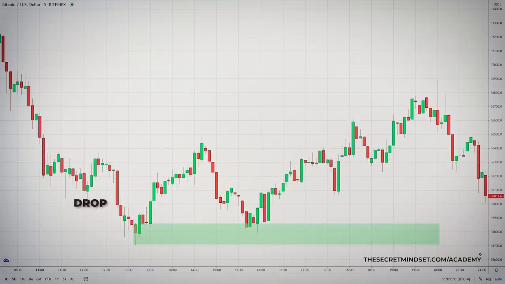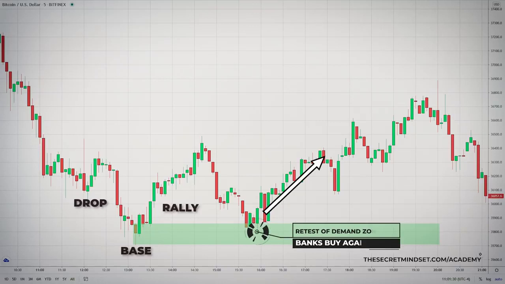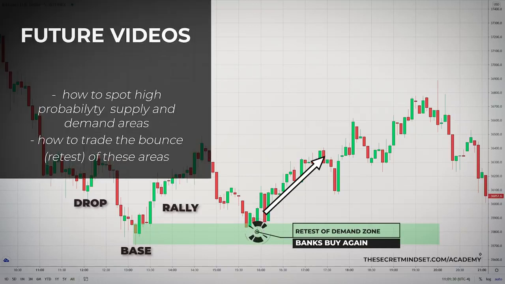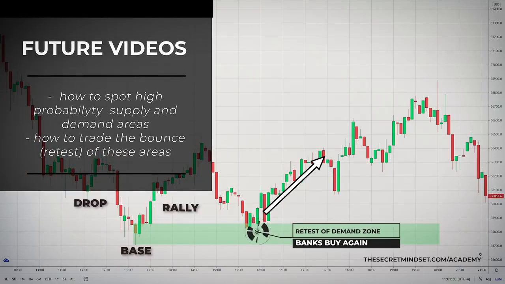Now you know what to look for when drawing your supply and demand zones. In future videos, I plan to show you how to spot the best supply and demand zones, the high probability ones, and I will reveal how to trade the bounce or the retest of these areas.